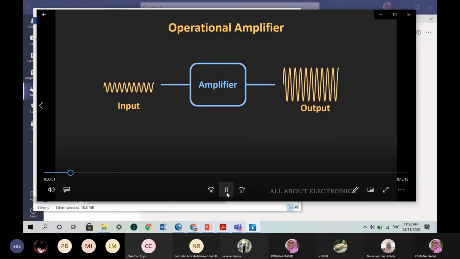So in early days when digital computers had not evolved, at that time different mathematical functions like addition, subtraction, integration and differentiation were performed using this operational amplifier. Just by connecting a few resistors and capacitors, it is possible to perform different mathematical operations. And that is why this amplifier is known as the operational amplifier.